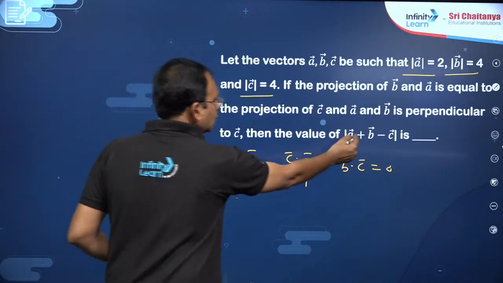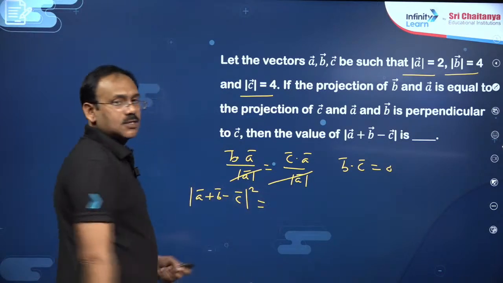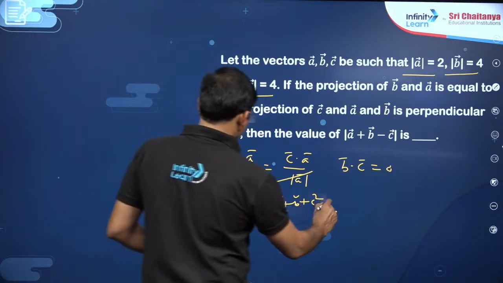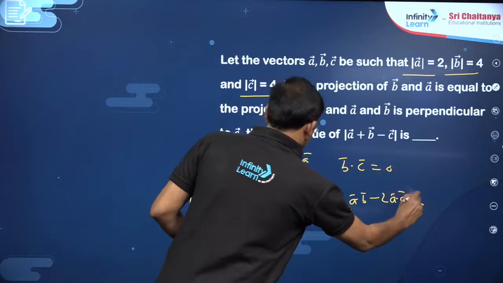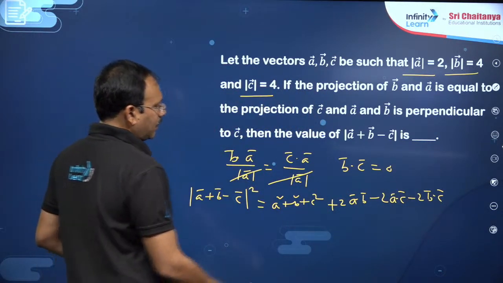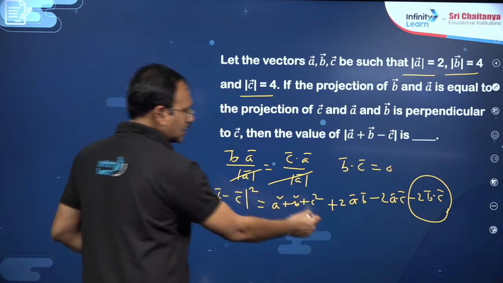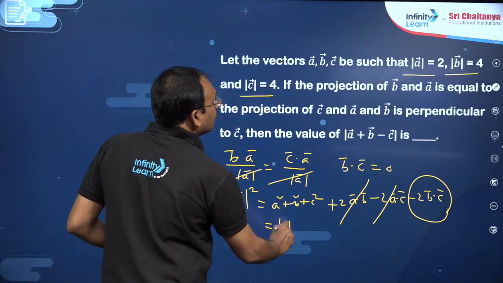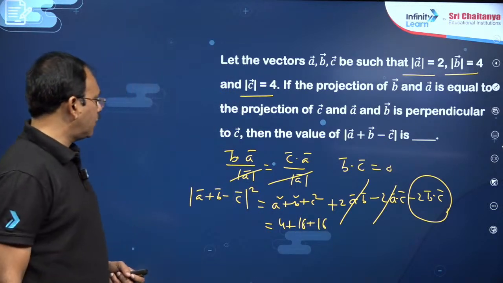Then you want the value of this vector. Cancelling the magnitudes, consider the magnitude squared of A bar plus B bar minus C bar. You will get A squared plus B squared plus C squared plus 2A dot B minus 2A dot C minus 2B dot C. Already you know that B dot C is 0 and A dot B and A dot C are the same, so these two cancel. Now A squared is 4, B squared is 16, and C squared is also 16. 32 plus 4 is 36.